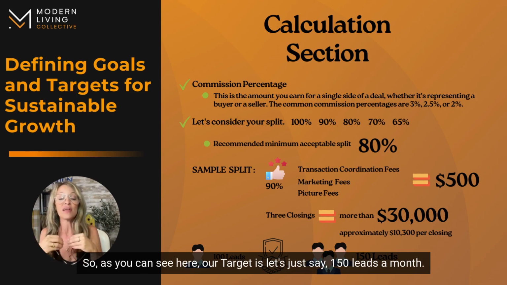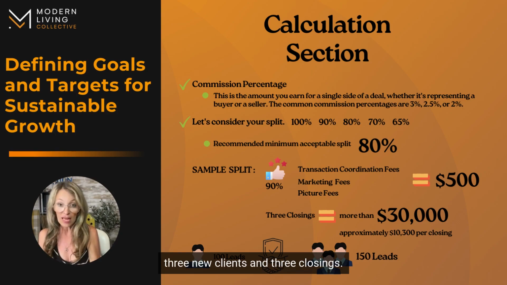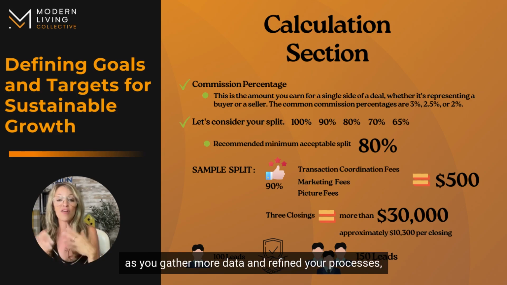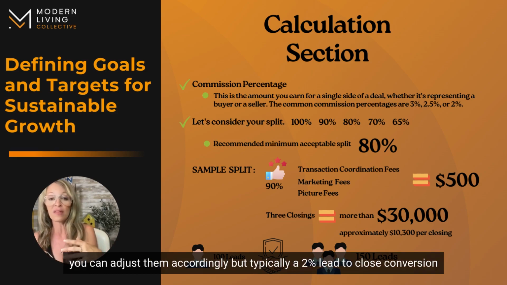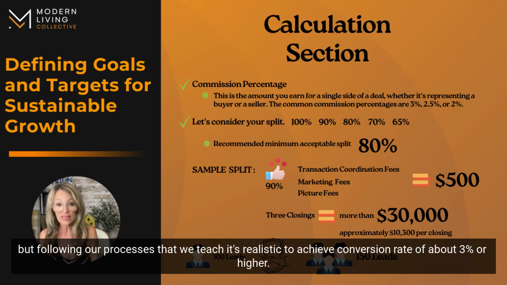So as you can see here, our target is, let's just say, 150 leads a month, resulting in 5 appointments set, 4 appointments attended, 3 new clients, and 3 closings. These numbers serve as a baseline, and as you gather more data and refine your processes, you can adjust them accordingly. Typically a 2% lead to close conversion rate is assumed initially, but following the processes that we teach, it's realistic to achieve conversion rates of about 3% or higher.